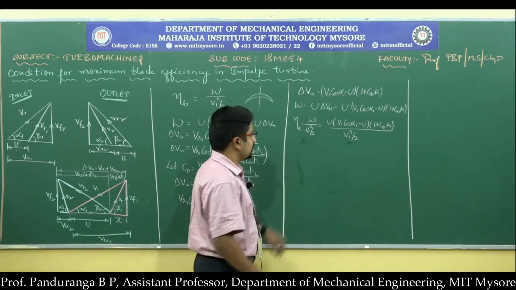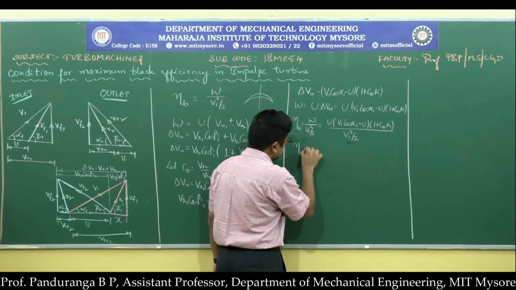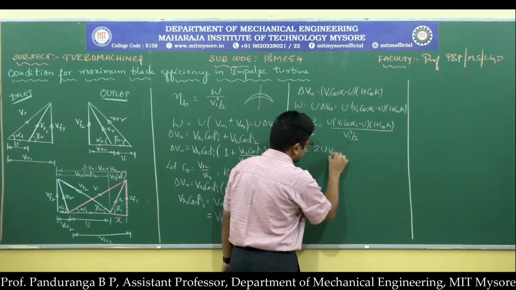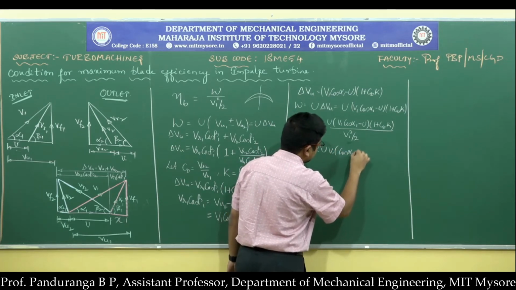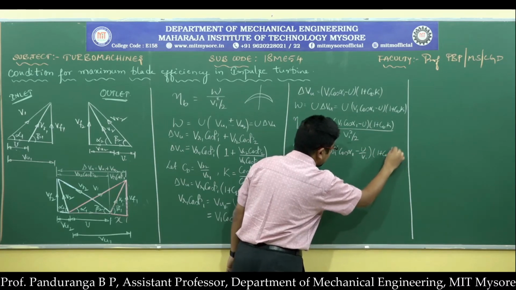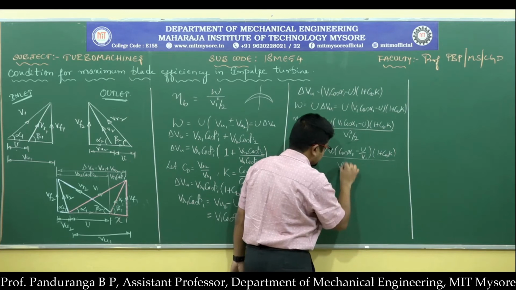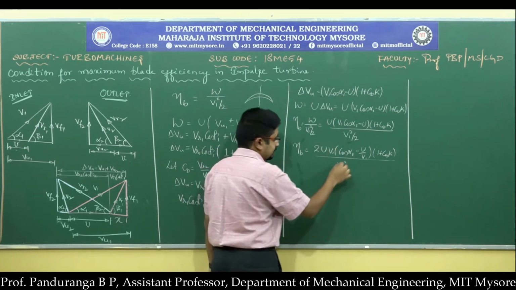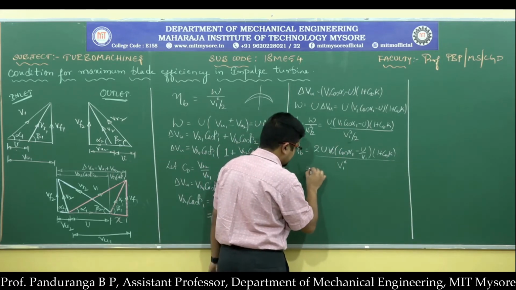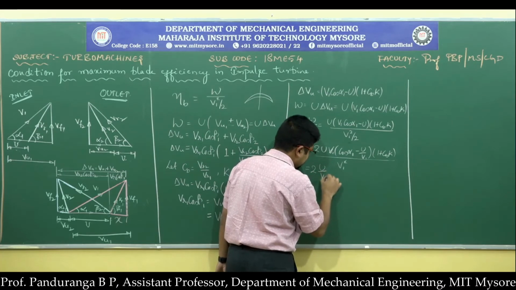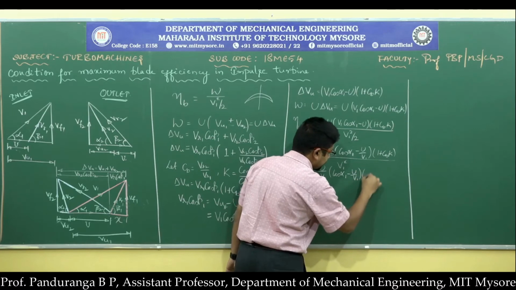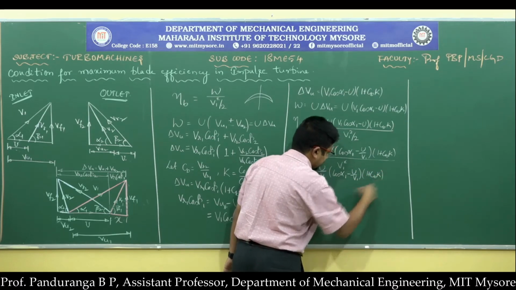Now from this equation, eta B will be equal to 2 into U into, I will take V1 as common, V1 into cos alpha 1 minus U by V1 into 1 plus CB K, everything divided by V1 square. So in the numerator we have V1 and in the denominator we have V1 square. So I will cancel one V1 here. So I will be left with 2 times U by V1 multiplied by cos alpha 1 minus U by V1 multiplied by 1 plus CB into K.